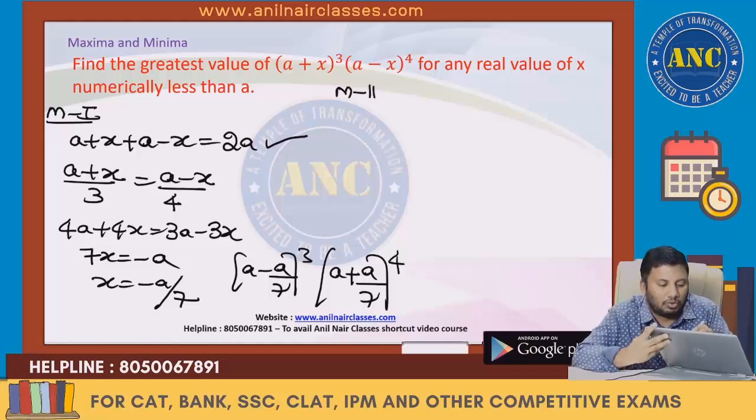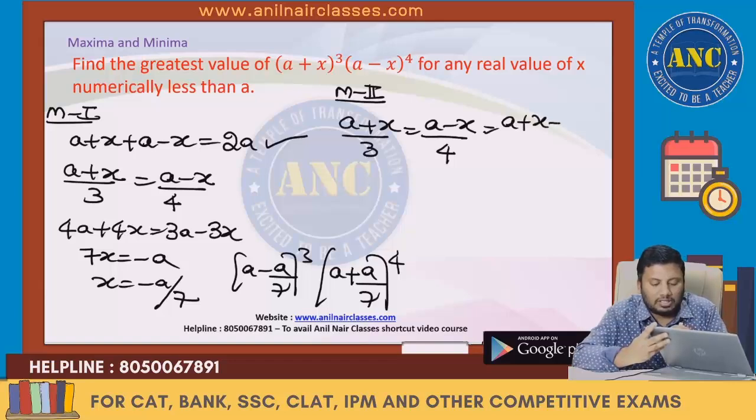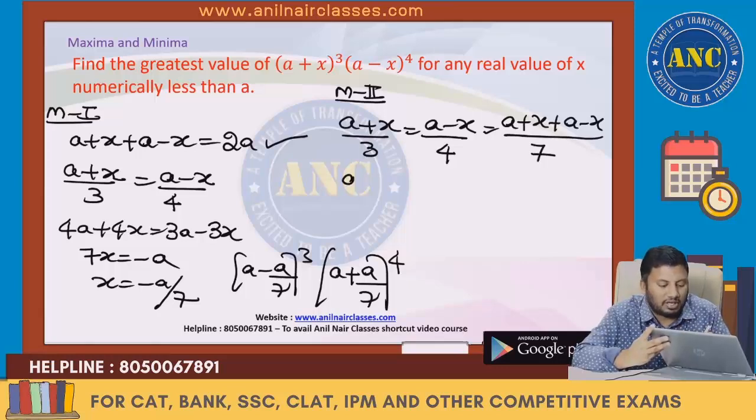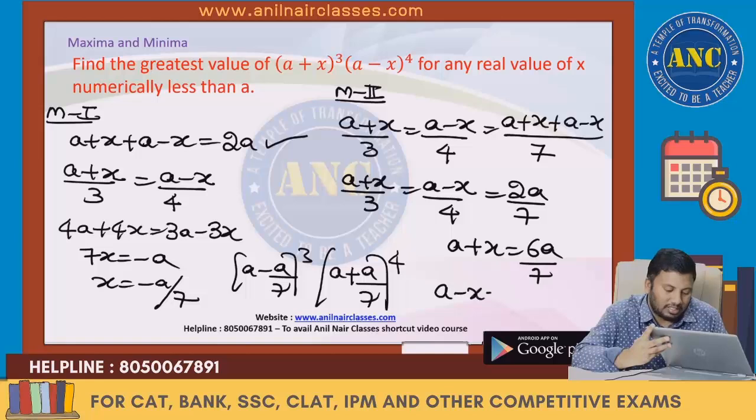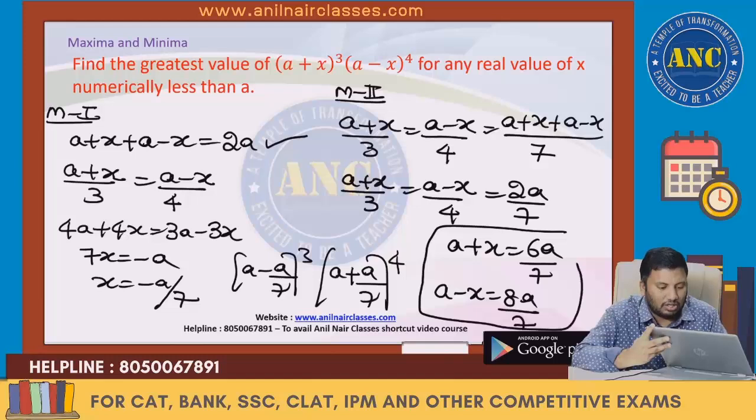Method number 2, you can take any method. (a + x)/3 = (a - x)/4 = (a + x + a - x)/(3 + 4) = 2a/7. So a plus x directly you will get as 6a/7, and a minus x you will get as 8a/7. Substitute there, you will get the answer.